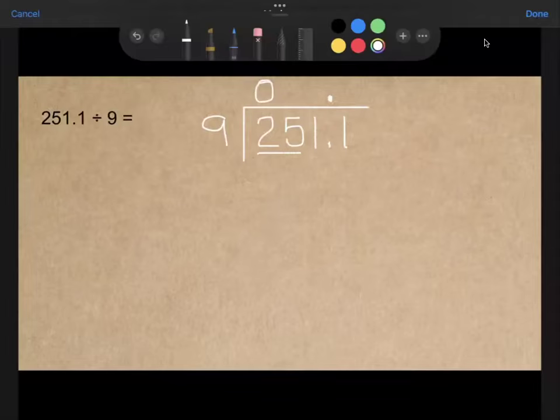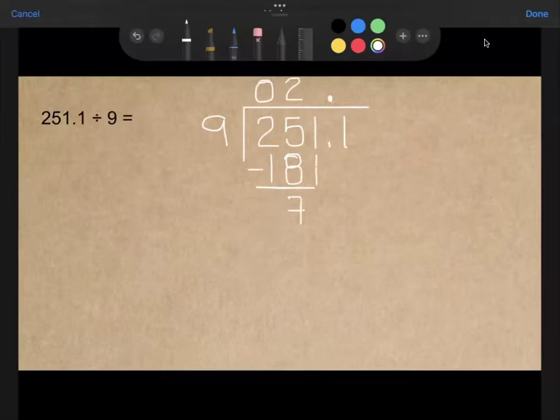9 fits into 25 twice, because I know 9 times 3 is 27, so that's a little too much. 9 times 2 would be 18, so that's what I'm going to put here. And then when I subtract that, I should get 7 left over. You may have to do a little regrouping because you can't take 8 away from 5. But if you're able to do the subtraction in your head, then you don't have to. But if you have to do some regrouping to figure it out, that's not a problem.